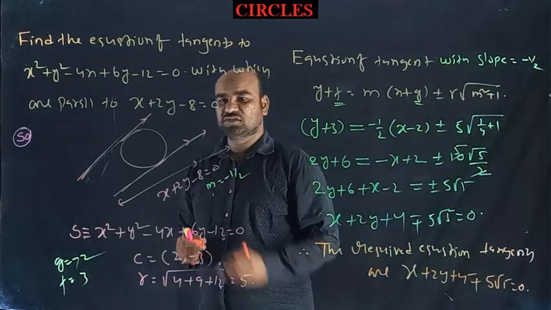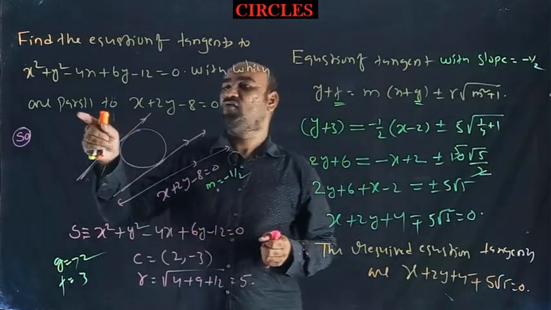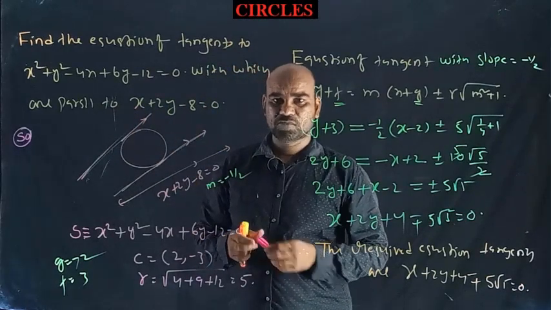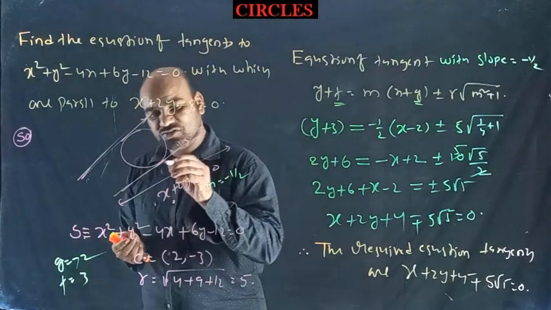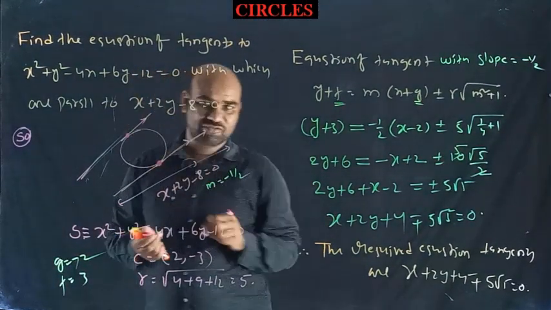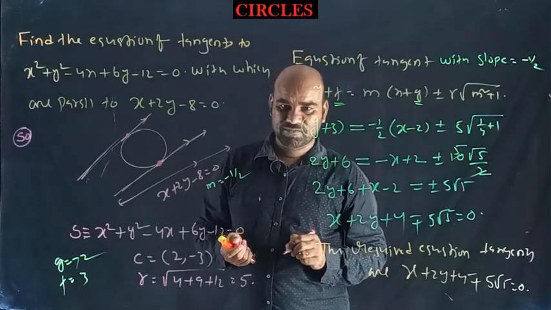Students, sometimes they will ask a question like this: find the equation of tangent, also find the point of tangency. Point of tangency means this point should be found. This point should be found. Two points should be found. Now I will explain how to find the point of tangency.